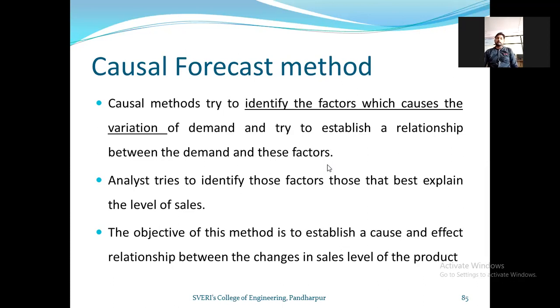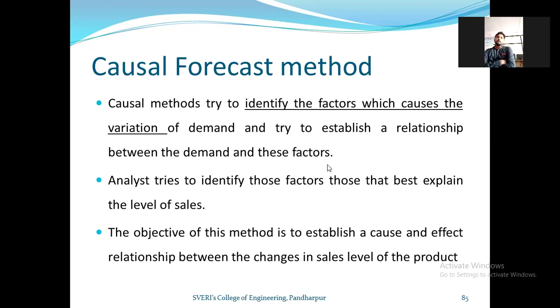If that factor comes in the picture for a particular product, the growth or the sale of that particular product will increase drastically. Negative effect will be considered as: if that factor comes in the picture, then the product sale goes on decreasing. That is nothing but the negative effect of a particular factor.